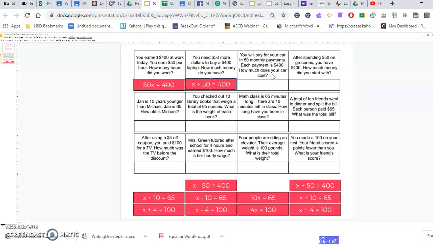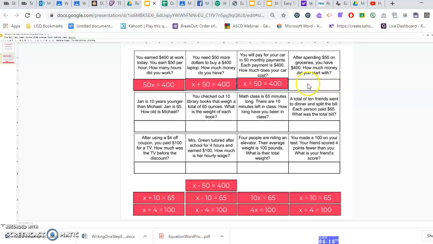If we're trying to find the total, when we split it up into 50 monthly payments, it equals 400. So which one says the total split up? Is that subtracting or is that dividing? We should know that's dividing. So I'm going to choose this one and drag it up here and drop it in the box.